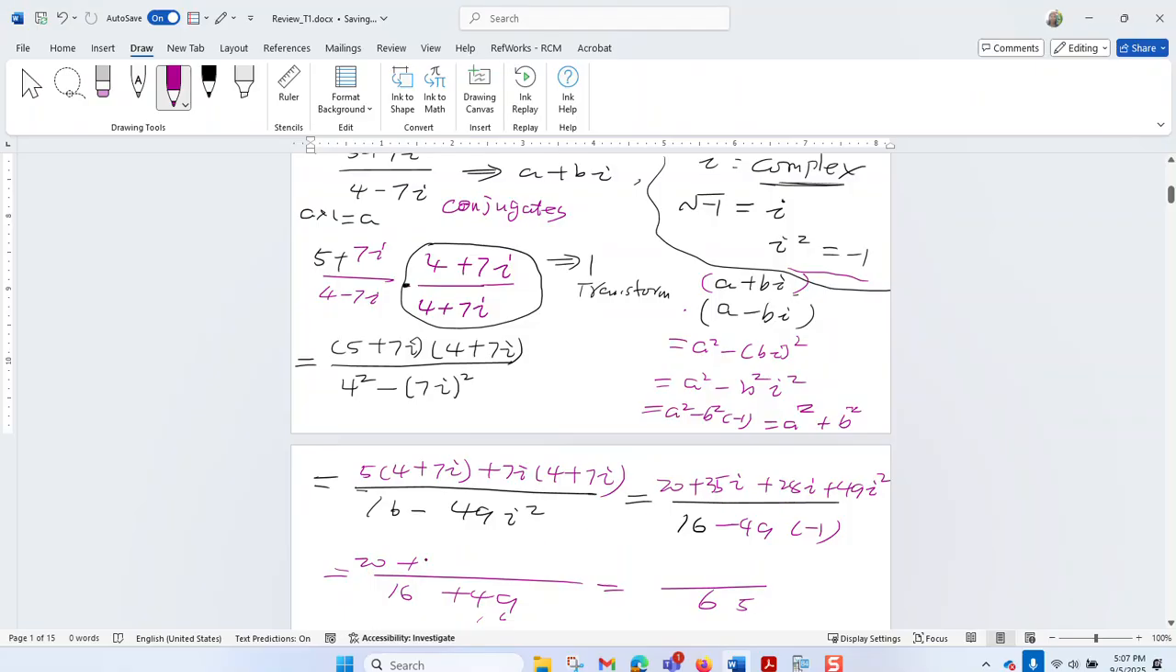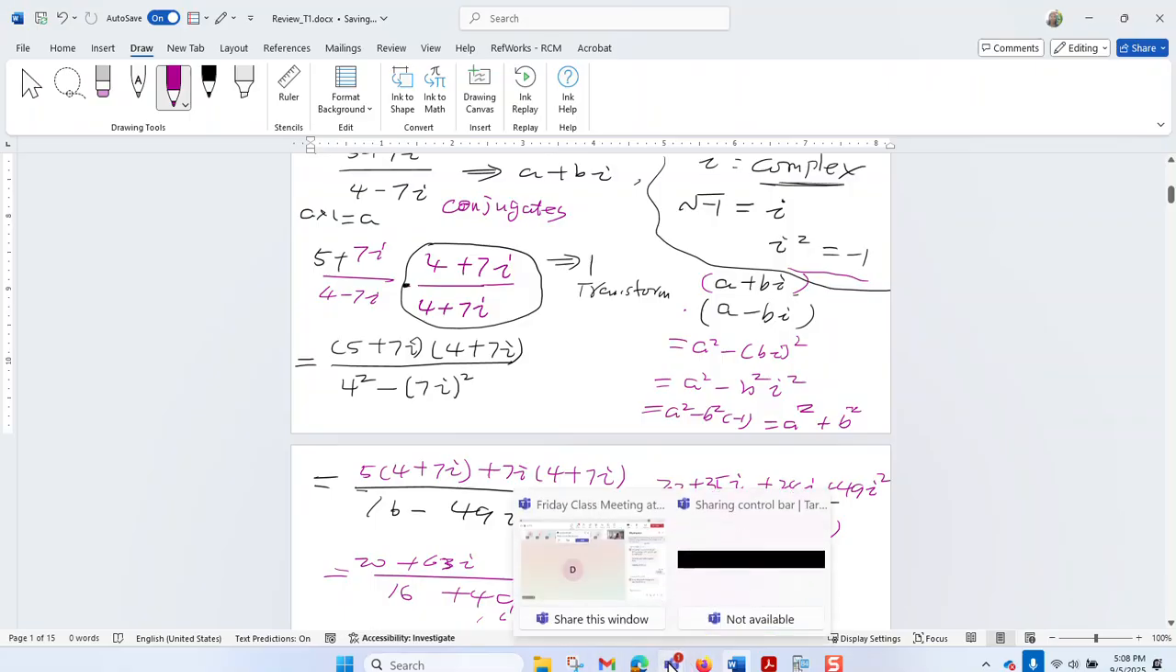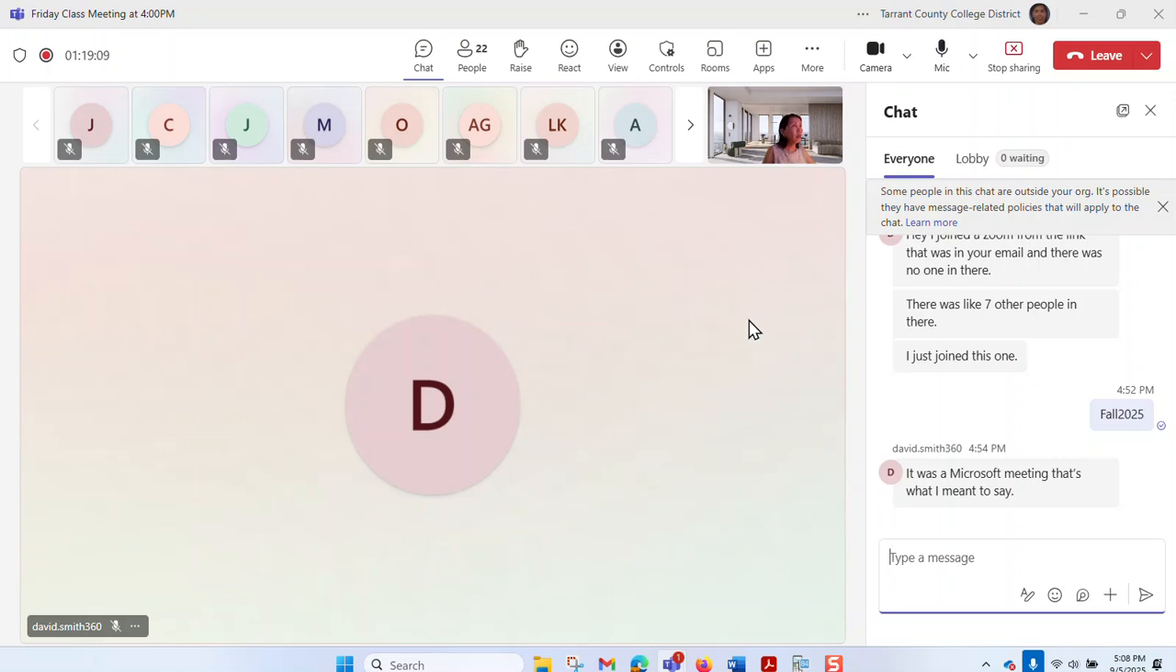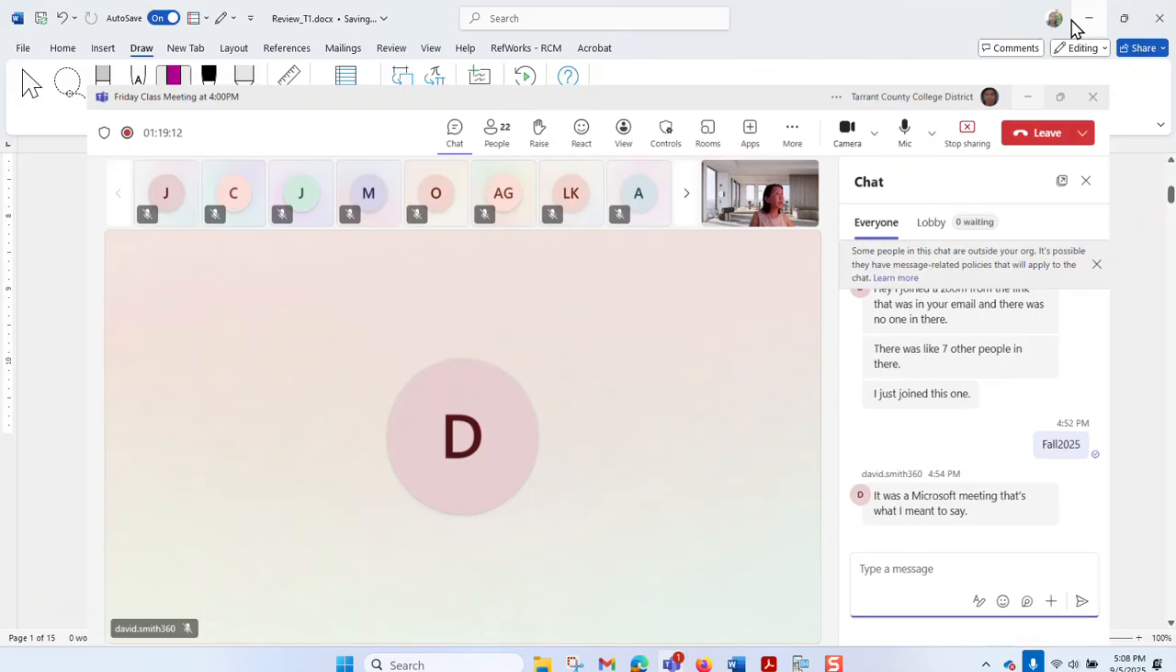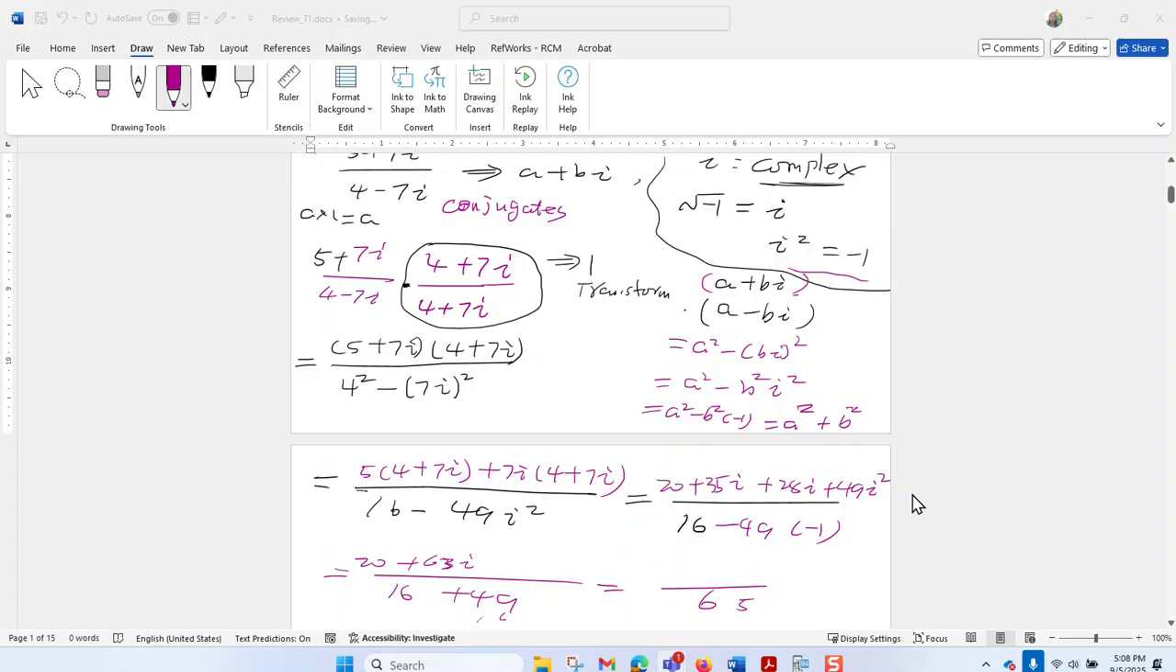Correct me if I'm wrong. 35 plus 28, 65? Okay. And then i squared, remember i squared is -1, so I will have plus 49 times -1, right? So we have 20, actually we need to minus 49, okay? These two are like terms, so I write them down in the front, and then plus 63i.